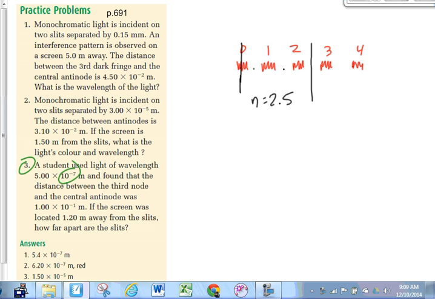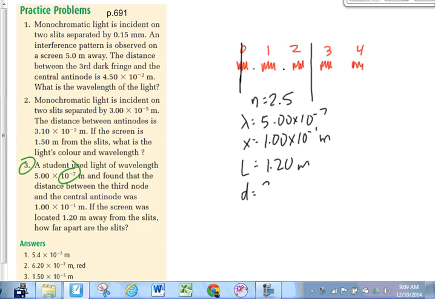Now, we've got the values of everything else here. Lambda is 5.00 times 10 to the minus 7. We've got the distance between the third node and the central antinode as 1.00 times 10 to the minus 1. That's x, right? Something's 1.2 meters. What's that? That's right. Yeah, it's L, big L, or little l. In the equation, it's actually little l. I always write it as big L so it doesn't look like a 1, right? We're looking for how far apart the slits are. Maria told me a minute ago that little d is the distance between the slits. So we're solving for little d.